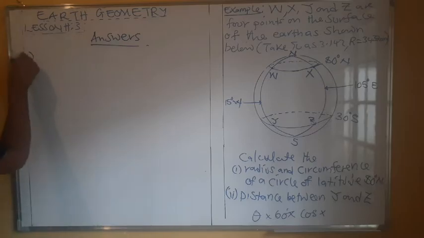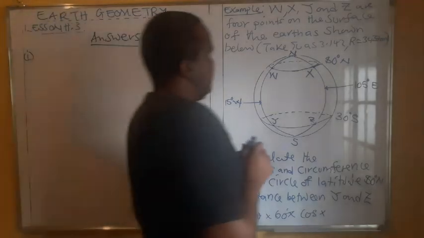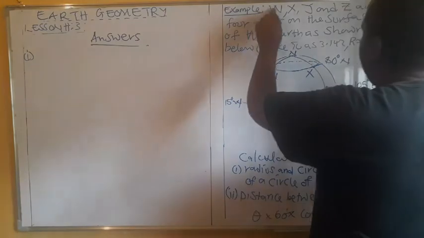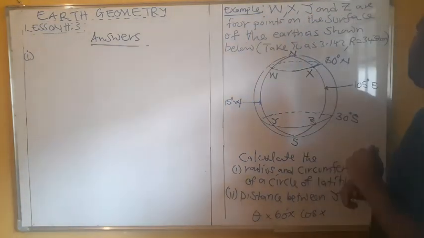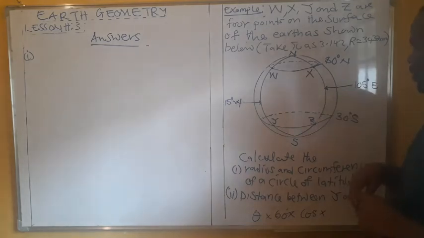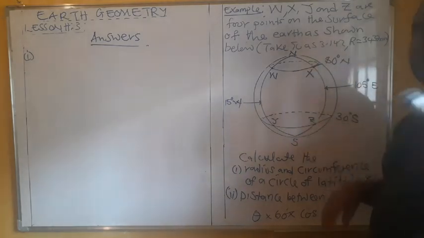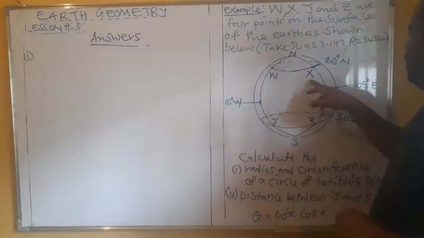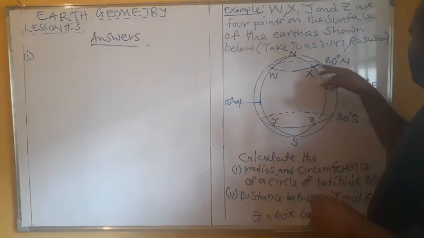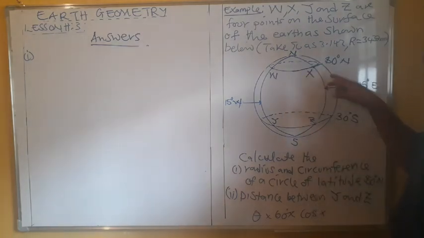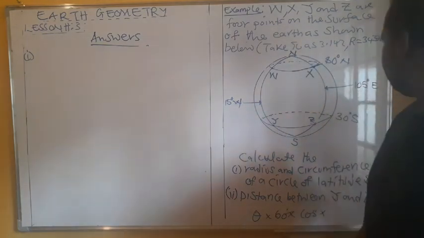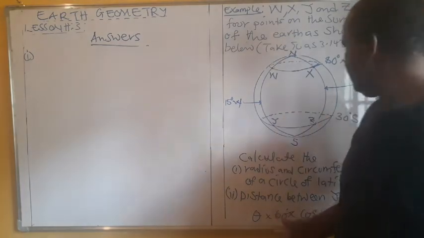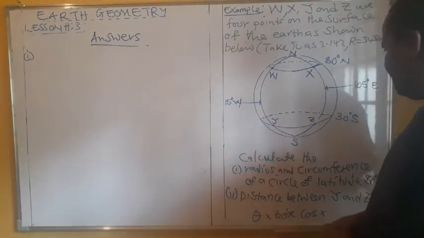Roman number 1. W, X, Y, and Z are 4 points on the surface of the Earth, as we are able to see like that. So you must know how to state the position. If you're looking at X, you start by stating the latitude followed by longitude. So you can say 80 degrees north, comma, 105 degrees east. You should know how to state the position, which is very important.